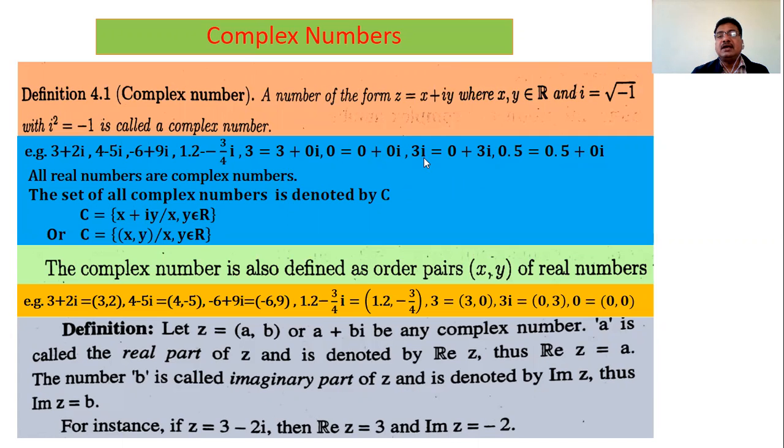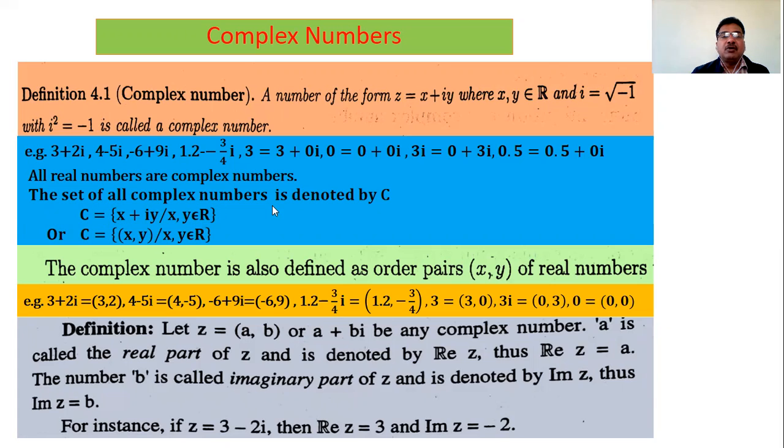Then 3i is also a complex number, because we can write it in the form 0 plus 3i. So all real numbers are complex numbers, which means all natural numbers, all integers are real numbers, and all fractional numbers are real numbers and complex numbers.